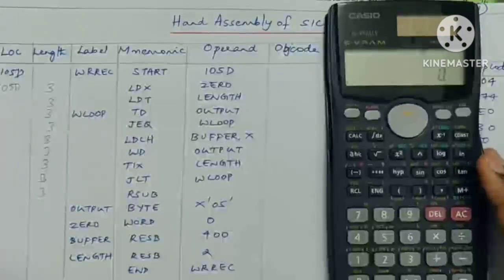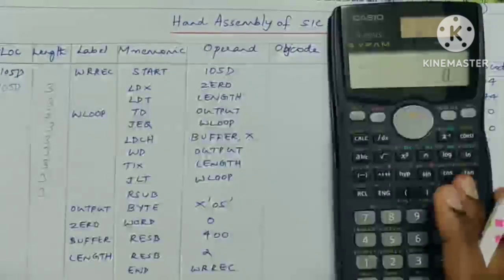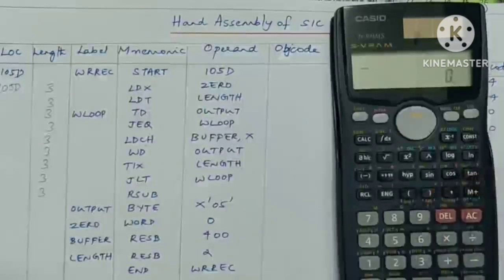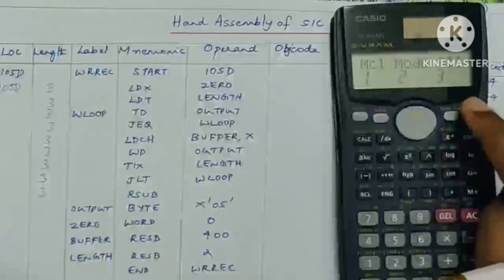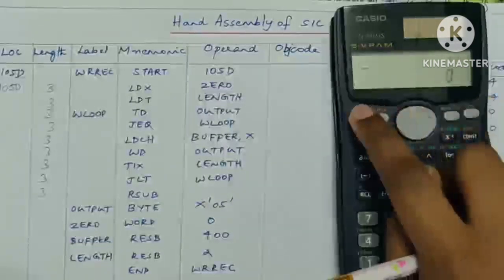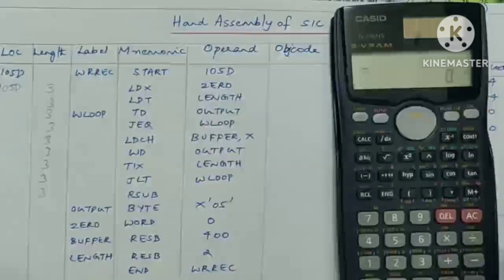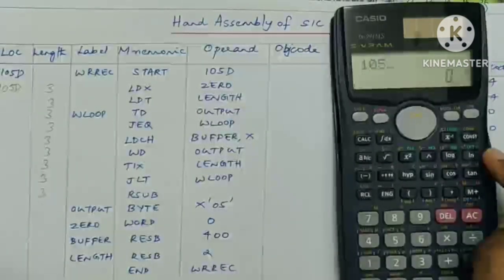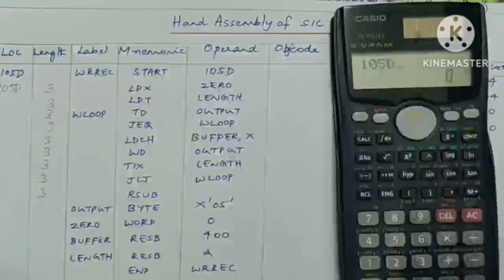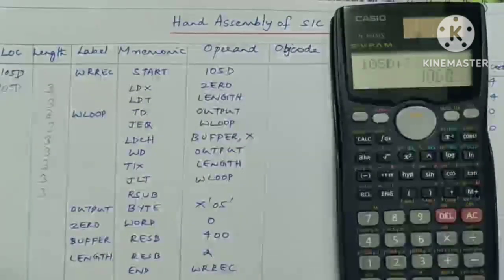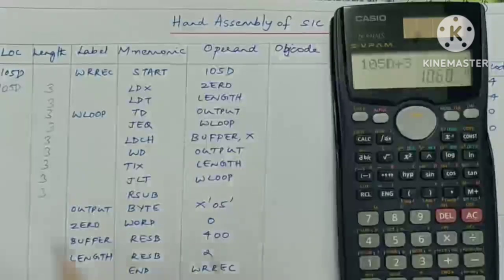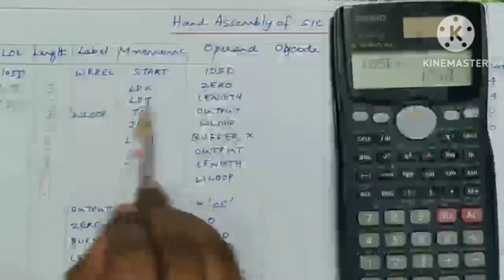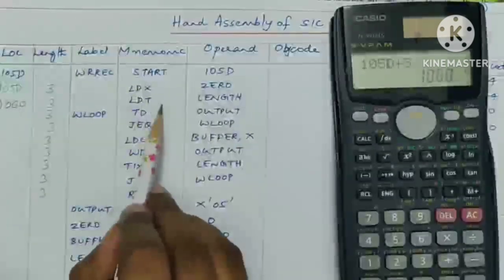So calculator helps you in doing the hexadecimal addition. So all these values are given in hexadecimal. So you can use a mode base 3. So it's hexadecimal value. So 105D, right? Yeah, 105D plus 3. If you add, you will get the location 1060. So that is the next address, 1060. So this is the address of the instruction LDT.